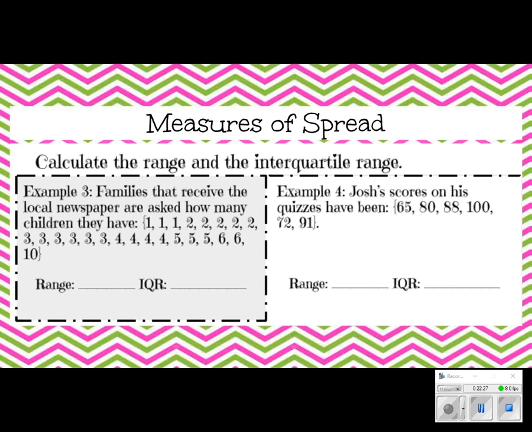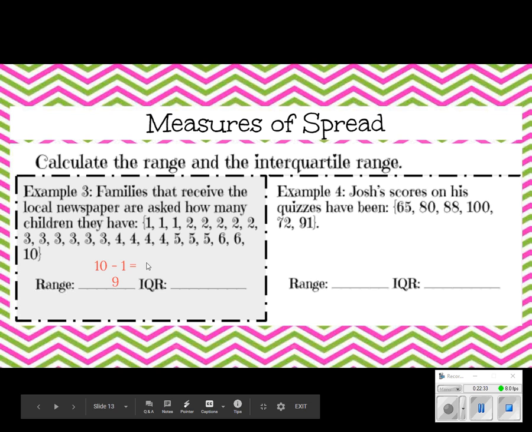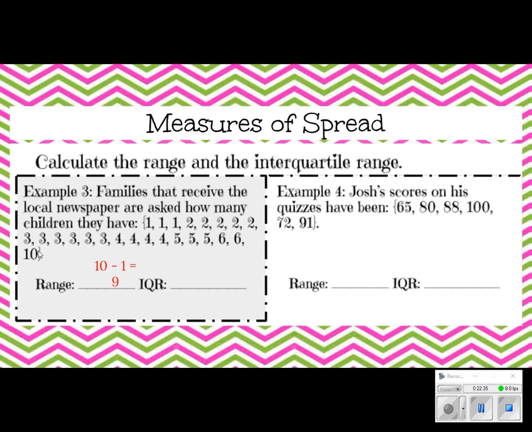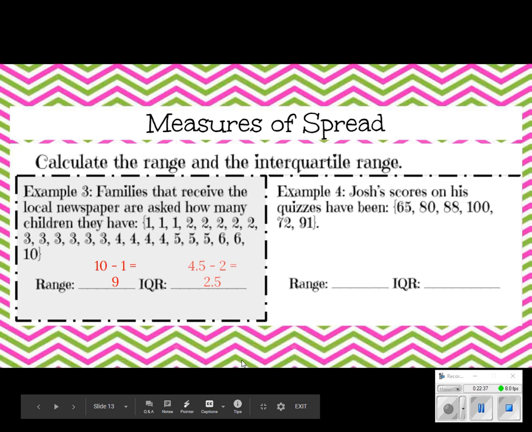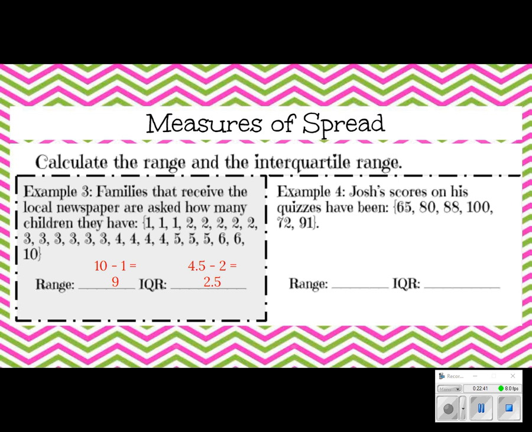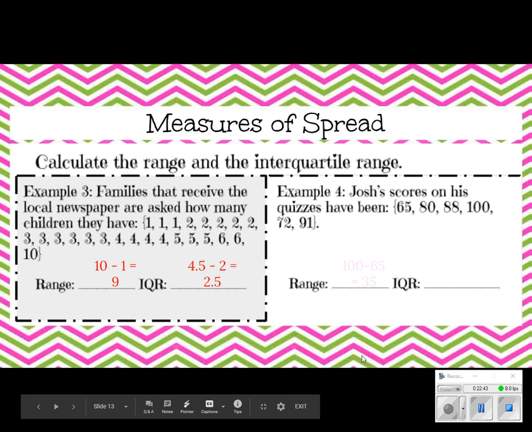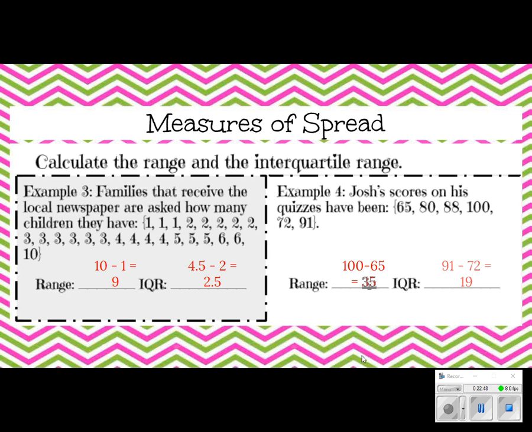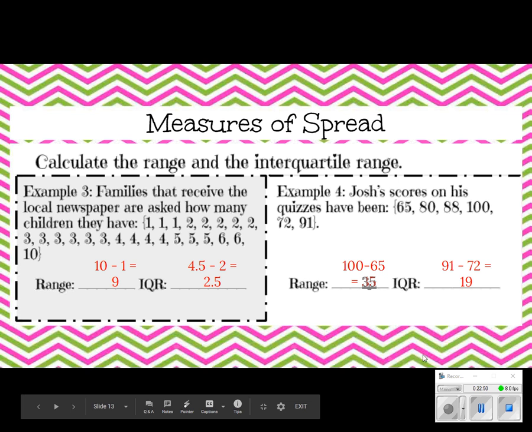All right, you're back. So example 3, we've got a whole bunch of numbers here, and our range is 9, because that's what 10 minus 1 is. Our IQR is 2.5. All right, for example 4, range is 35. The IQR is 19. How'd you do?